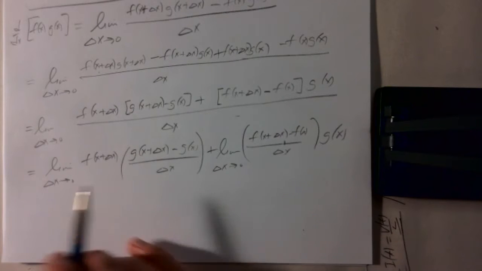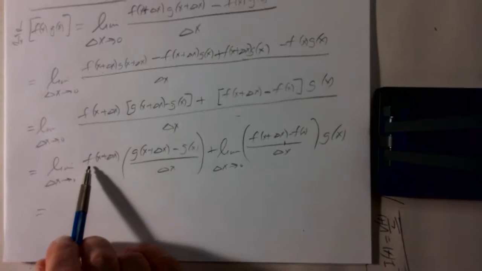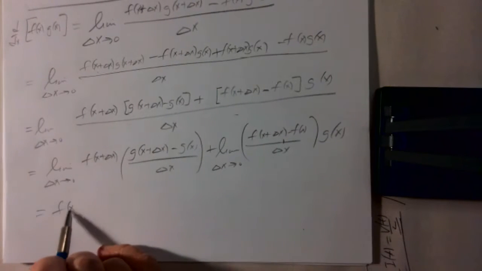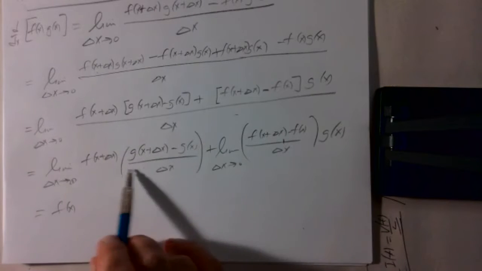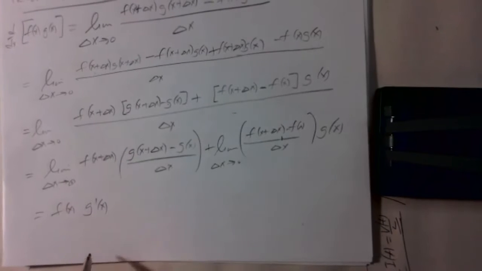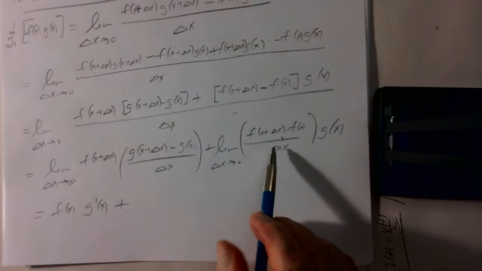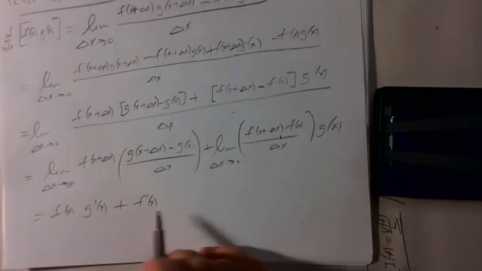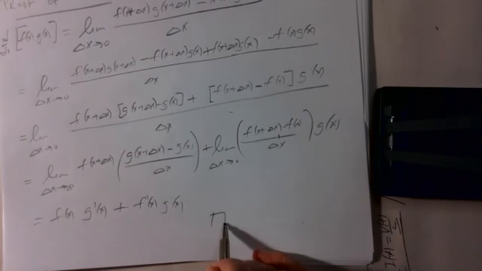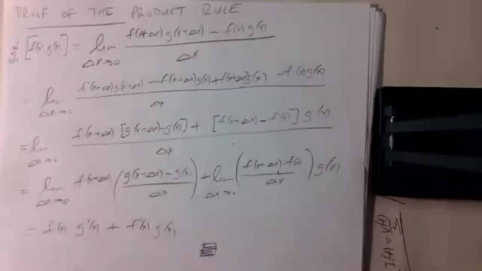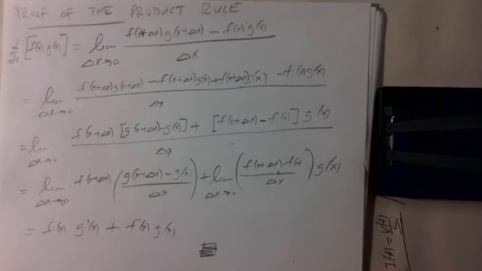Because all of these limits exist. f is continuous, so as delta x goes to 0, f of x plus delta x has the limit f of x. And as delta x goes to 0, this is exactly the definition of the derivative of g. That's g prime of x. And on this side, this limit is the derivative of f times g of x. And that is the whole proof. It's one long line. It's very pretty. That's the whole proof.